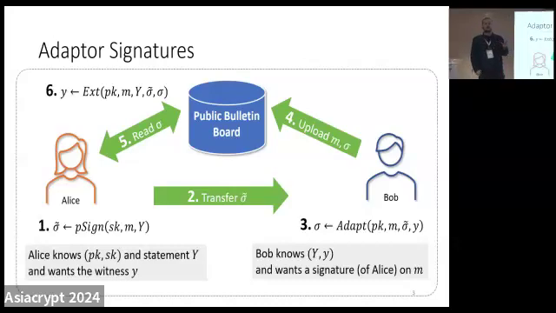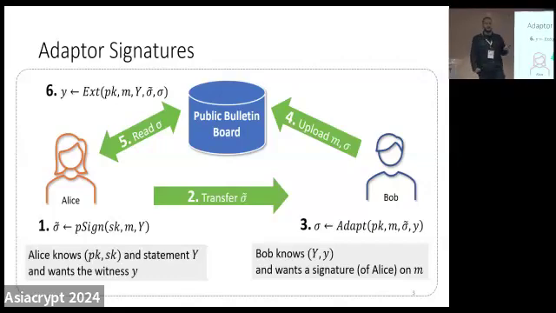So imagine we have Alice, who has generated the public key and the secret key with a normal key generation procedure, and she knows the statement of a hard relation, and she wants to know the witness. On the other side, we have Bob. Bob knows both the statement and the witness, and all he wants is a signature of Alice over a message M posted on a public bulletin board. So how is this possible?